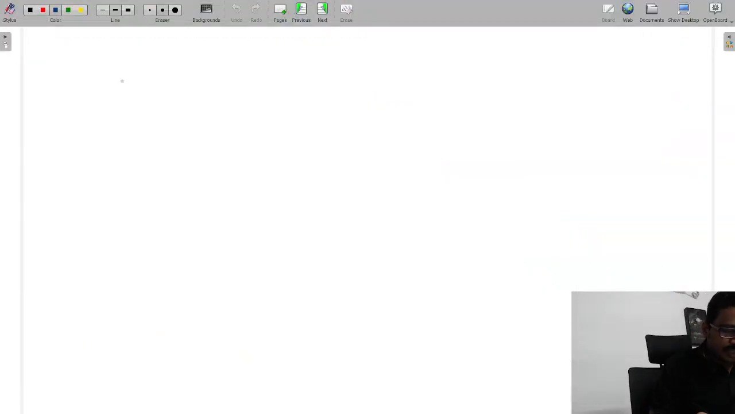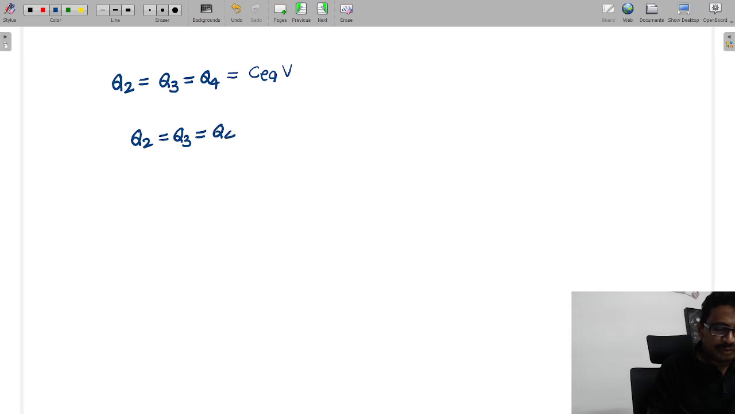Now after this connection, if I say this is Q2, this is Q3 and Q4, all these charges are equal, and that should be given as the equivalent capacitance into the supply voltage, that is V. So what will I get, tell me: Q2 equal to Q3 equal to Q4 is given as what? What is the C equivalent value? That is C by 3 into V.